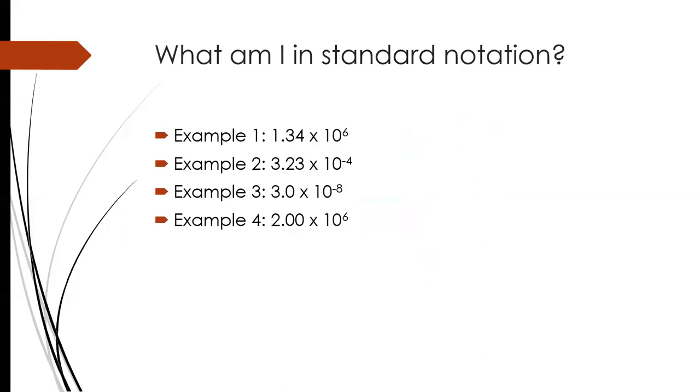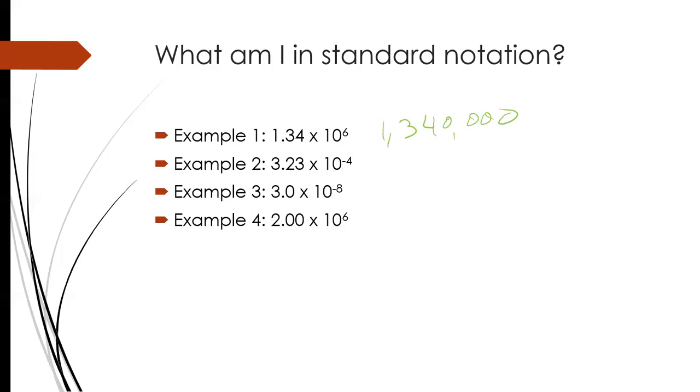We should also feel comfortable going the other way, so going from scientific notation to standard notation. This one is going to be our 1.34 times 10 to the 6. Go ahead and pause your video, take a moment, and solve these 4 examples. So we should have this as 1,340,000, right? It's got 6 zeros after that.